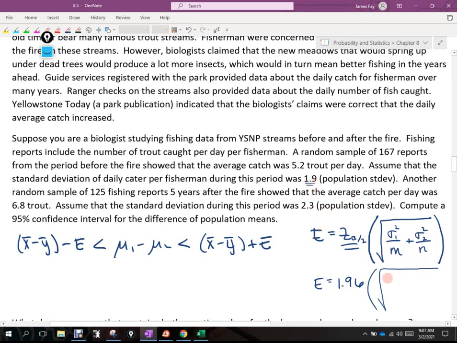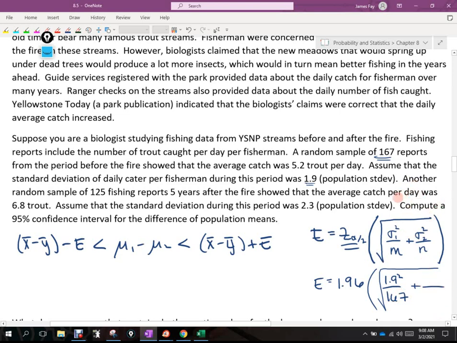So I'm going to go 1.9 squared. Okay. And now, that 1.9 is the standard deviation for the population. M is the sample size out of that population. So that was 167 reports. Does that make sense? So 167 there. And now just find the same information about the second population.